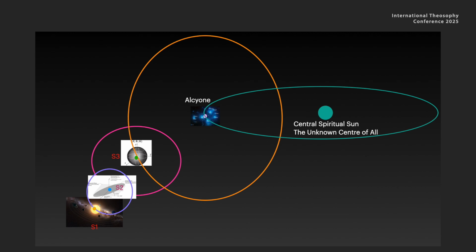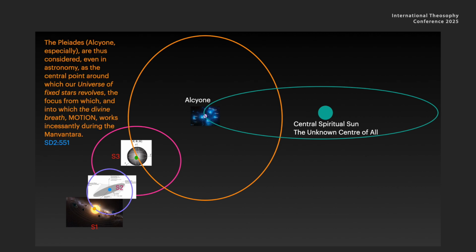And we see in SD 2552 that the Pleiades and Alcyone especially are considered even in astronomy as the central point around which our solar system or universe of fixed stars revolves, the focus from which and into which the divine breath, the motion, works incessantly during the Manvantara.